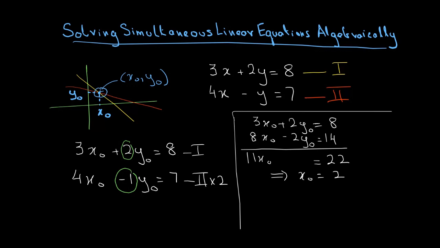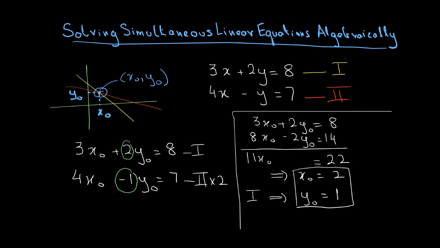Then I can put the value of x naught in any one of the equations. Let's say I put it in equation 1. Equation 1 would imply that 2y naught is equal to 8 minus 3x naught. 3x naught is 6, so it's 8 minus 6, which is 2. So that means that y naught is equal to 1. So we've just figured out that x naught equal to 2 and y naught equal to 1 satisfy both equations.